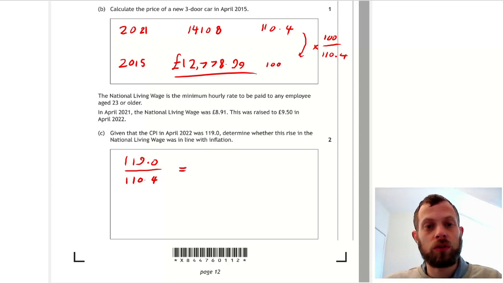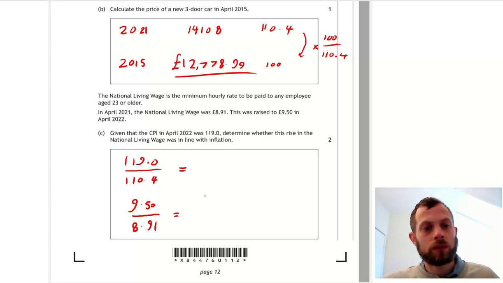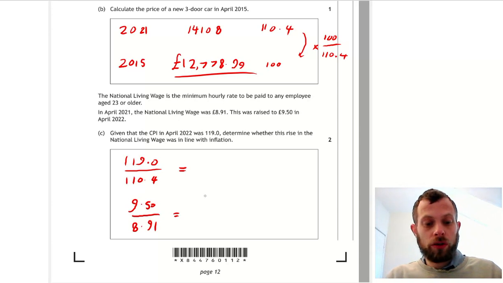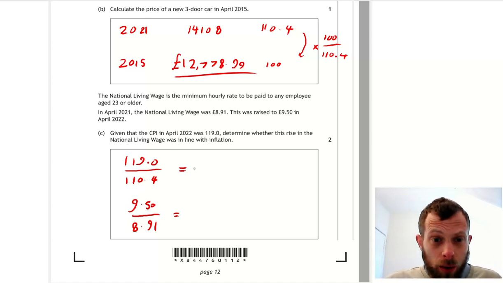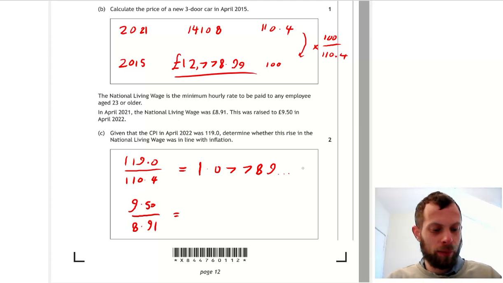Likewise, we'll do the same thing with the national living wage. £9.50 over £8.91. We check what both of these are and see if they're the same. So for the inflation index, we get this 1.0779. Let's give a few decimal places. I don't quite know how many I'll need. Do the same thing for the national living wage.